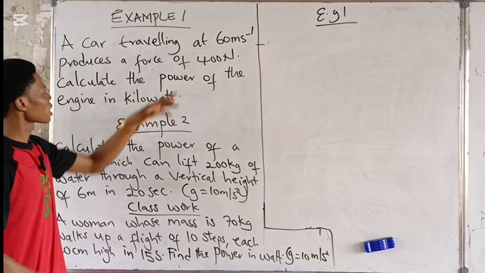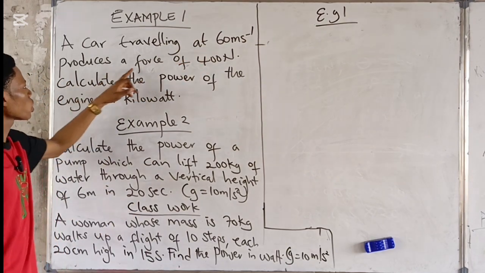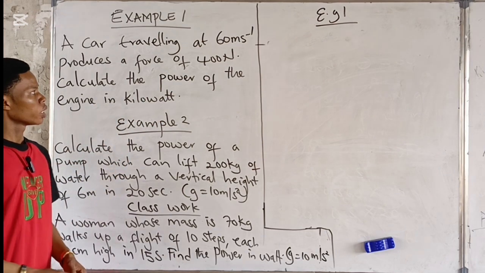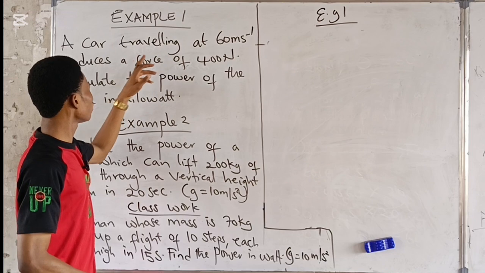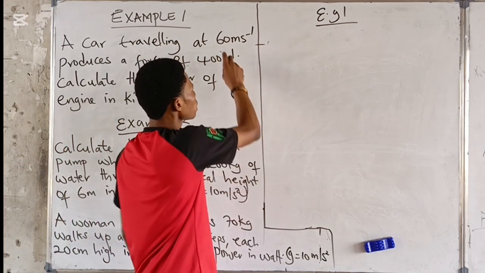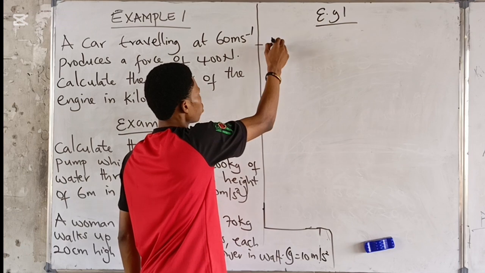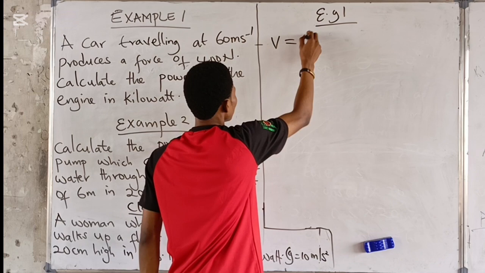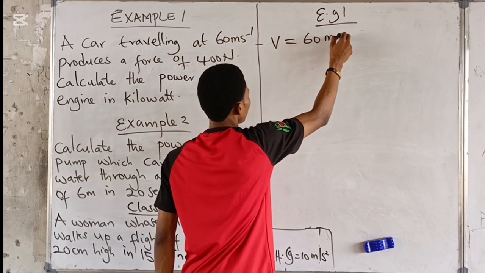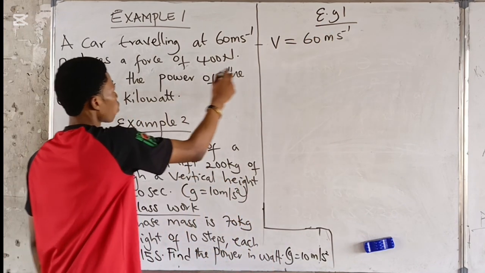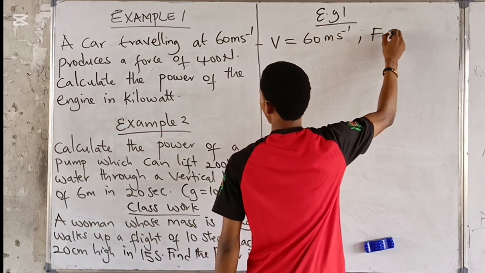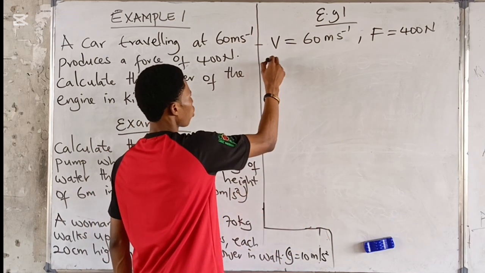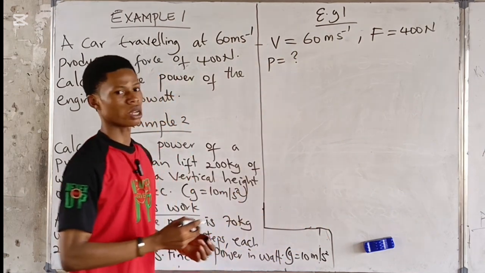Say a car traveling at 60 meters per second produces a force of 400 Newton. Calculate the power of the engine in kilowatts. Now, the car is traveling at 60 meters per second. So this 60 meters per second is what? You agree with me that is the velocity of the car, right? Because meter per second is the unit for velocity. So velocity is 60 meters per second. Produces a force, so we're given force as 400 Newton, and we are asked to calculate the power. We don't know the power. We're asked to calculate the power in kilowatts.